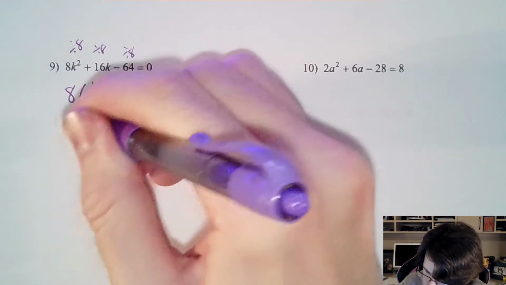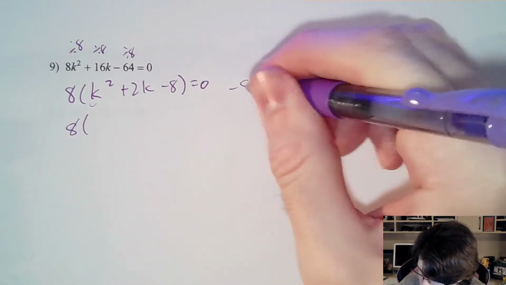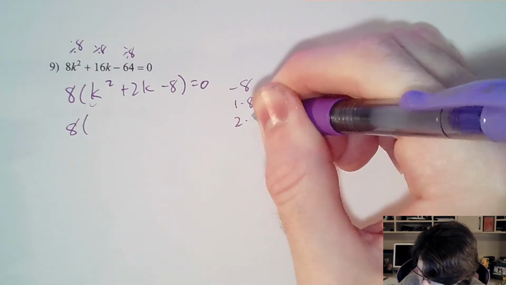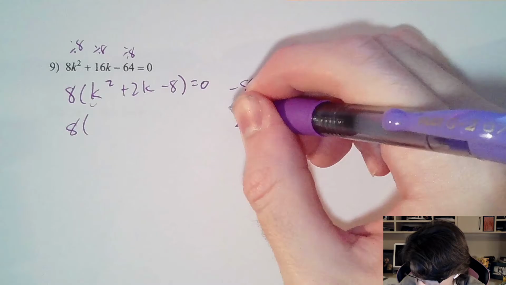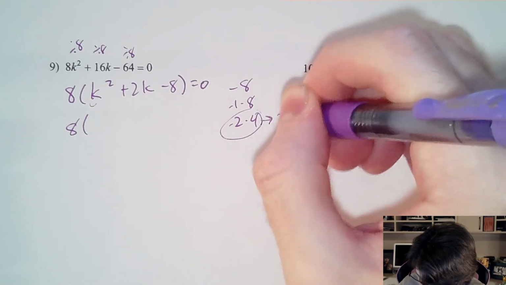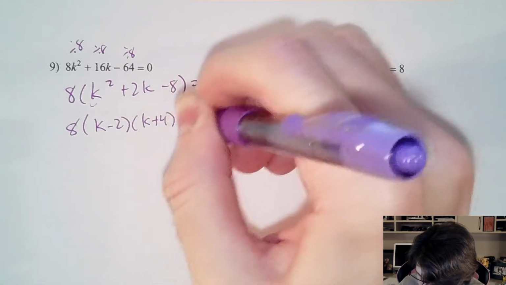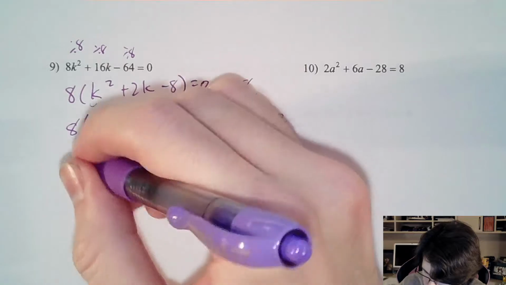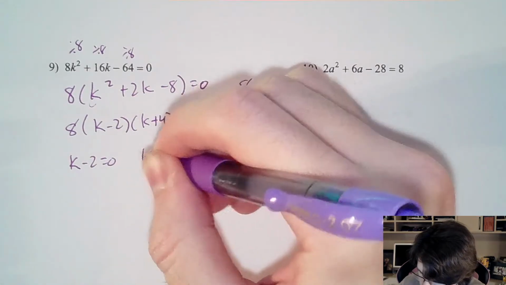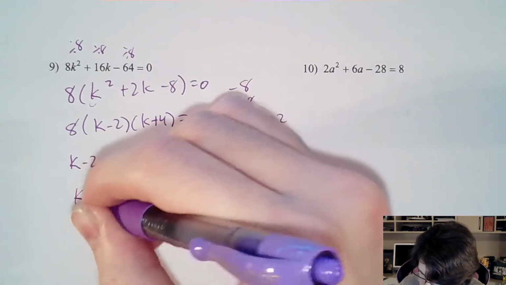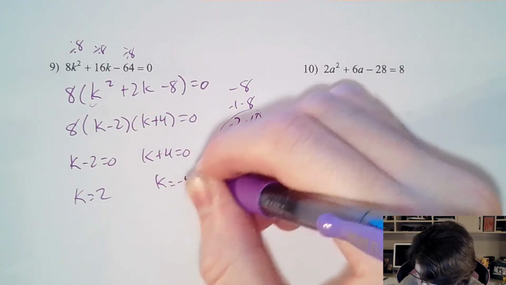And then continuing on, we're factoring just like normal: the numbers that multiply to negative 8. 1 times 8, we got 2 times 4. Bigger number is on the right, that positive guy. So we end up with this one because this one adds to 2. So k minus 2, k plus 4 equals 0. And therefore k minus 2 equals 0, k plus 4 equals 0, and k is equal to 2, and k is equal to negative 4.